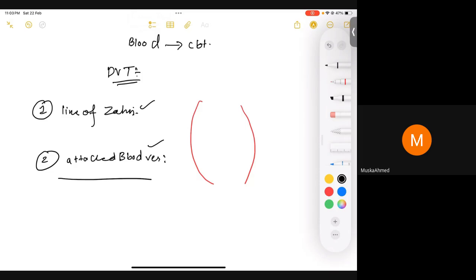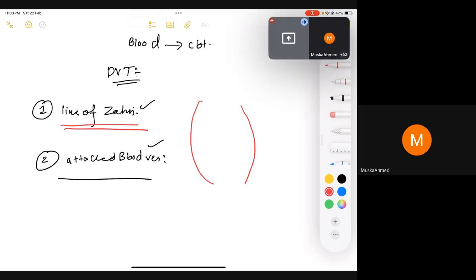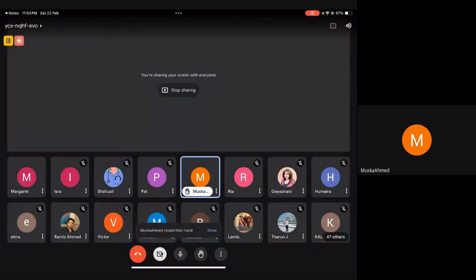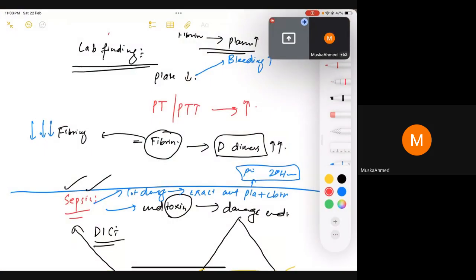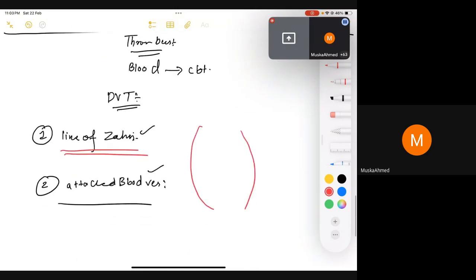Okay, so can anyone tell me what are the lines of Zahn? Please raise your hands. Yes, Dr. Muskan, what do you think? Doctor, I think it is an alternate pattern in which we see the platelets with RBCs. Alternate patterns: platelets, RBCs, platelets, RBCs. Okay, perfect, perfect.